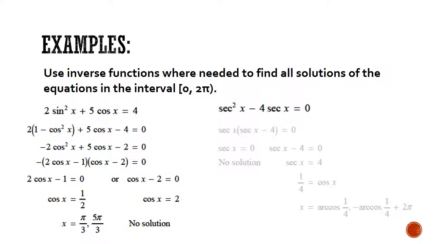On this one, we're going to factor out the common term of secant x, and again, set them equal to 0. Secant x will never equal 0, so there's no solution to that part. And secant x equals 4, where the cosine of x equals 1/4. And so what they're saying here is it's going to be the inverse cosine of 1/4 and the negative inverse cosine of 1/4 plus 2 pi. Again, I would just as soon have you put it in your calculator and come up with a decimal answer.